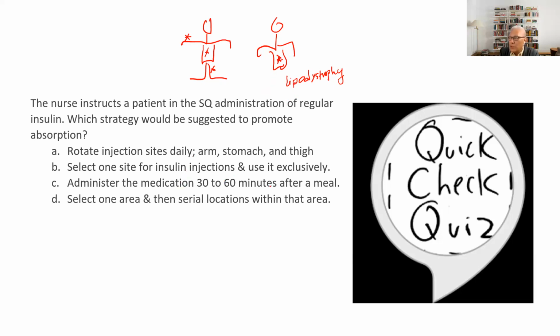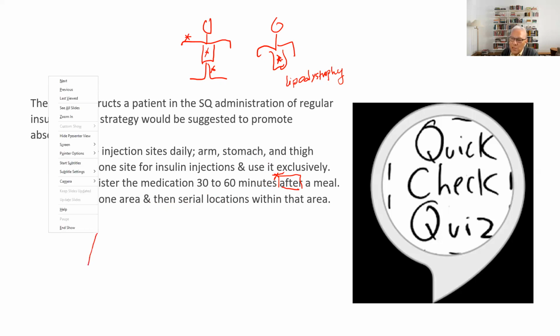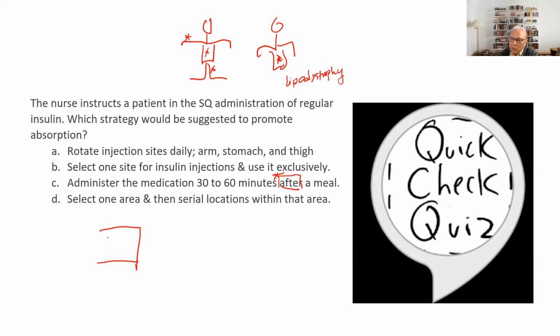Administer the medication 30 minutes or 60 minutes after a meal. While this is obviously an incorrect intervention because it should always be given before a meal. And then, of course, select one area and then serial locations within that area. So, for example, if this is the abdomen, you're going to use all the areas in the abdomen before maybe going into the legs or the arm. So the correct response is letter D.